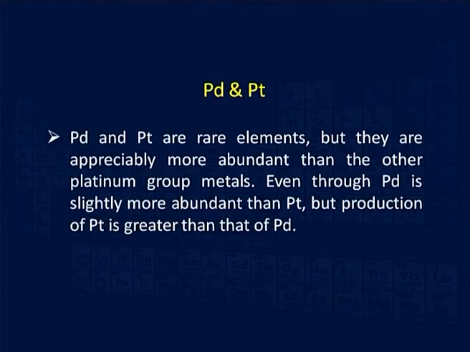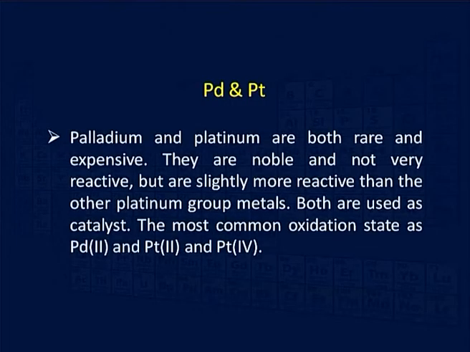The next group is the nickel group, in which the two metals are palladium and platinum. Palladium and platinum are also rare elements. They are appreciably more abundant than the other platinum group metals, and palladium is in fact slightly more abundant than platinum. But importantly, platinum is manufactured on a larger scale. Palladium and platinum are both rare and expensive.